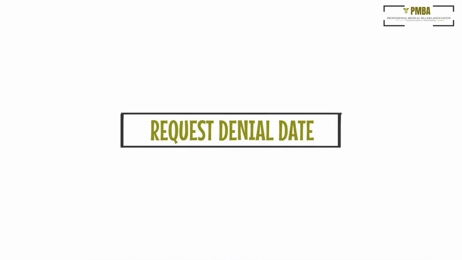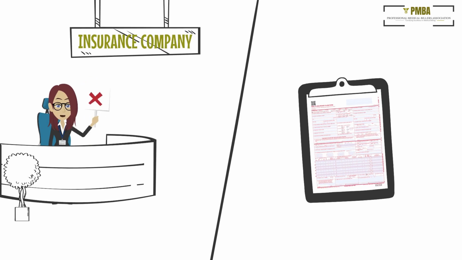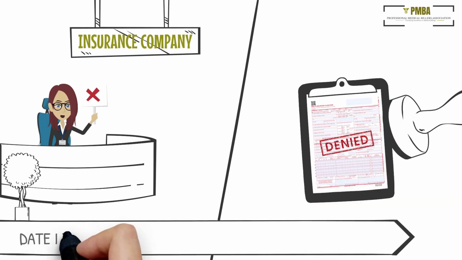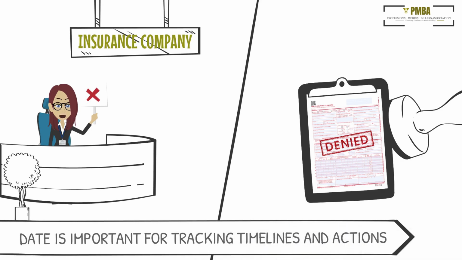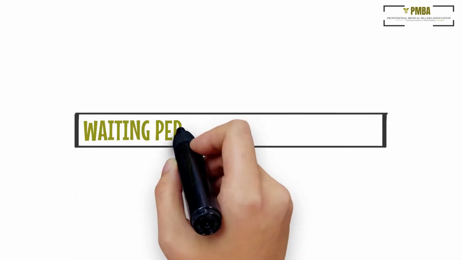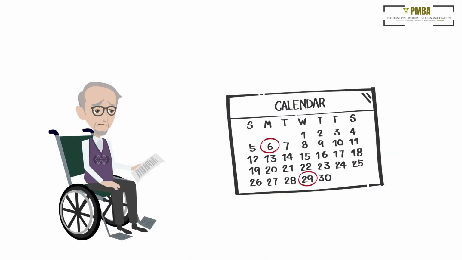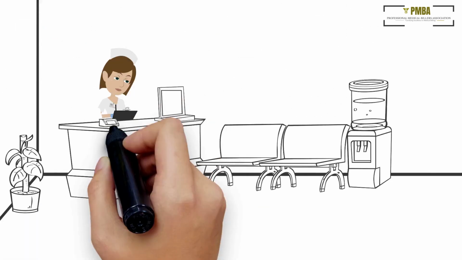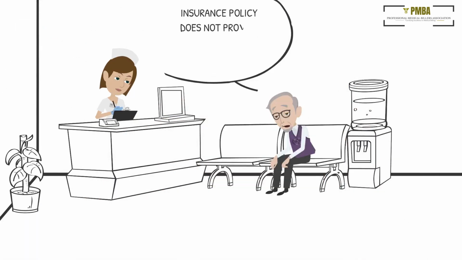Request denial date. The first step in addressing the denial is to obtain the date on which the claim was denied. This date is important for tracking timelines and actions. Waiting period start and end dates. Determine the start and end dates of the waiting period associated with the patient's pre-existing condition. Waiting periods are defined periods during which the insurance policy does not provide coverage for certain conditions.